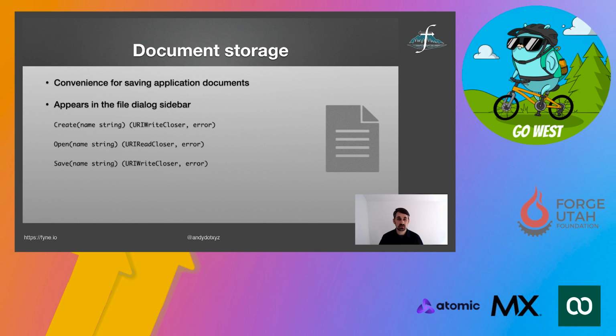These APIs, you'll notice, take the same URI write closer and URI read closer as the main file abstraction. And so you can use them and pass around the pointers to the same code without knowing that it came from your application's document storage instead of a file system access. You can also remove a named document if the user requests it, and a simplified list API allows you to quickly check which documents are available for your application.